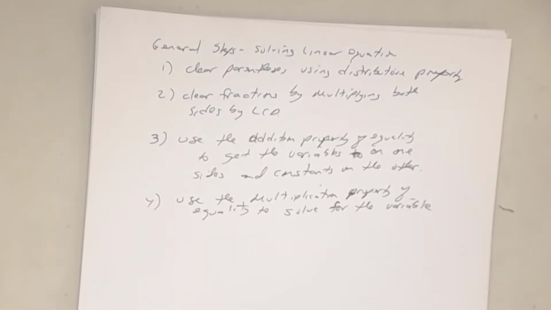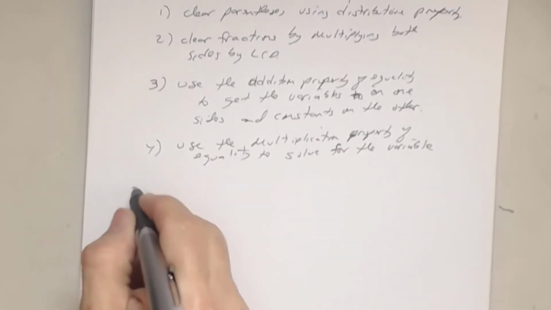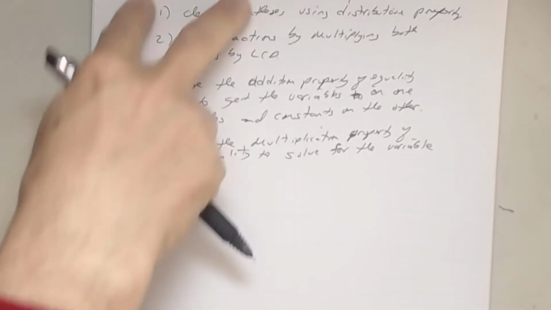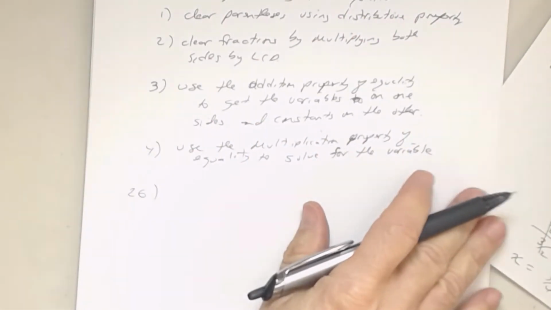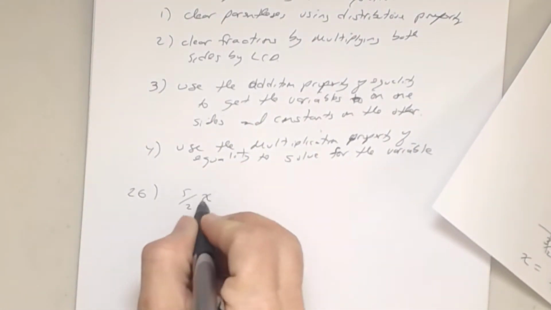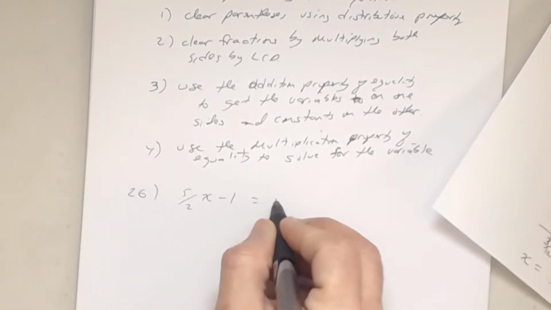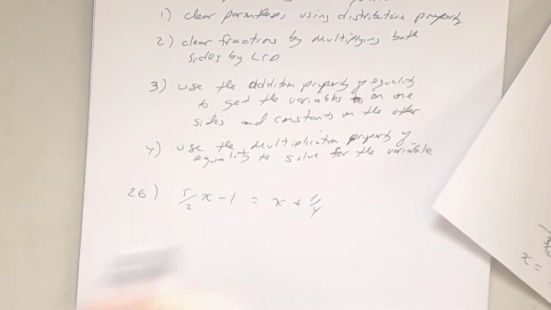Okay, so let's go back and do the same problem, number 26. And we're going to do it using this. So here's 26. You have 5 halves x minus 1 equals x plus a fourth.